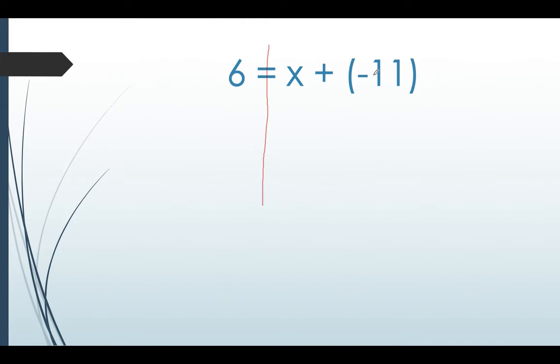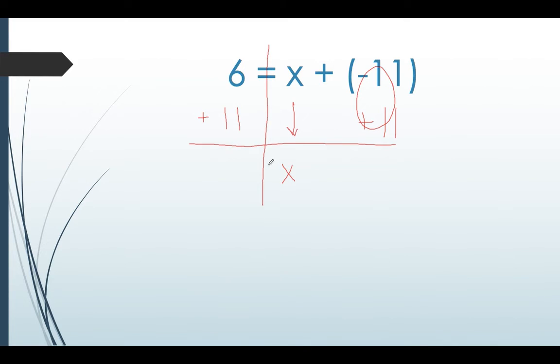In this case, I'm not going to use the idea of inverse operations as much as I'm going to think about how do I create that 0 pair. If I have a negative 11, what's the opposite of a negative 11? A positive 11. Whatever I do to one side, I'm going to do to the other side. So now I have a negative 11, a positive 11, that makes my 0 pair. They cancel each other out, and I am just left with my x.